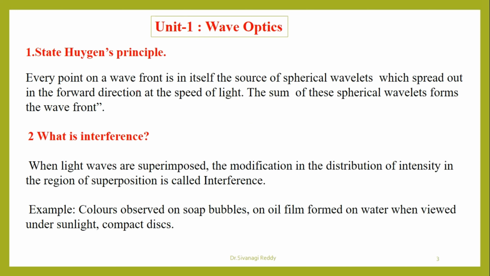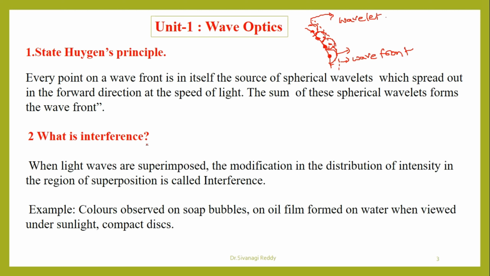State Huygens principle. Every point on a wavefront is itself the source of spherical wavelets which spread out in the forward direction at the speed of light. The sum of these spherical wavelets forms a wavefront. Each point on the wavefront will act as a secondary source, and the combination of these waves will form the wavefront again.